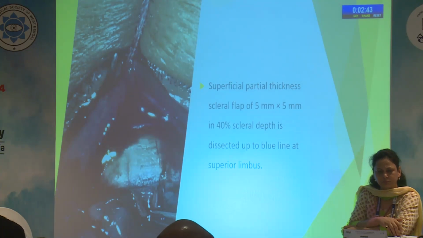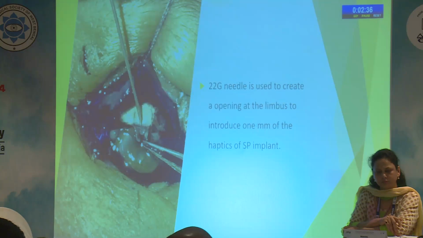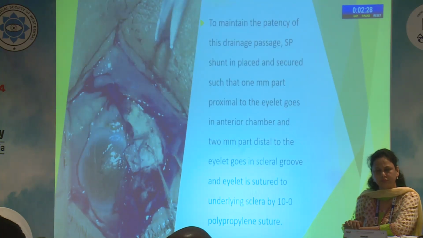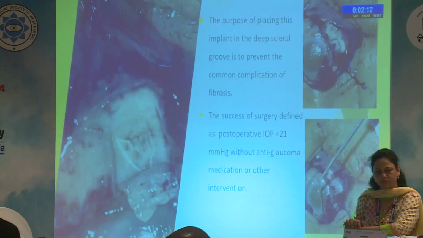Here the steps of the surgery are shown. We have made a superficial partial thickness scleral flap, and a scleral groove has been made. Here we have used a 22 gauge needle to make a passage of roughly 0.7 millimeters into the anterior chamber, and here we can see the SP shunt. The proximal 1 mm of the SP shunt is placed into the anterior chamber, and the distal 2 mm is placed in the scleral groove. Then it is sutured via the eyelet using a 10-0 polypropylene suture. Two such implants are placed in one scleral groove, and then the scleral flap is closed and the conjunctival flap is closed.